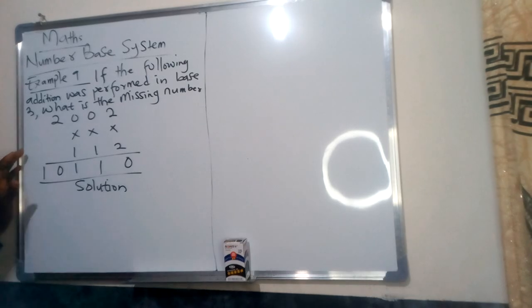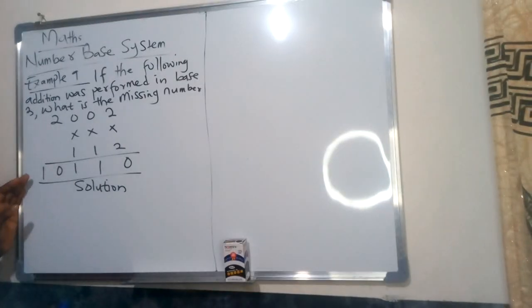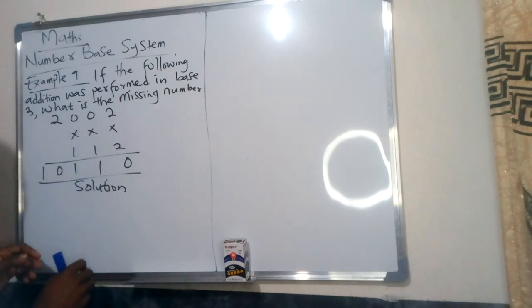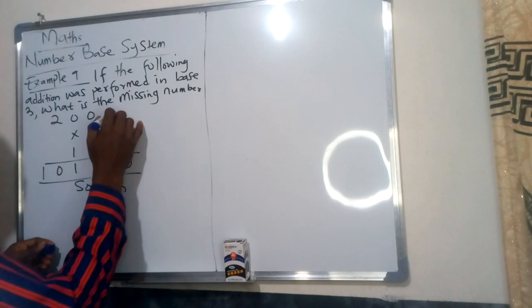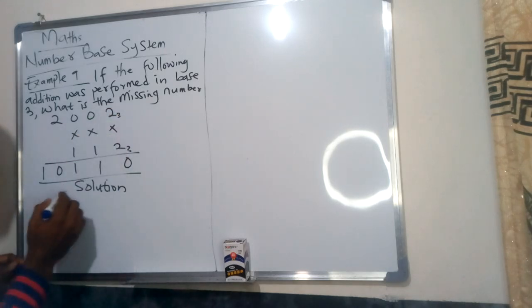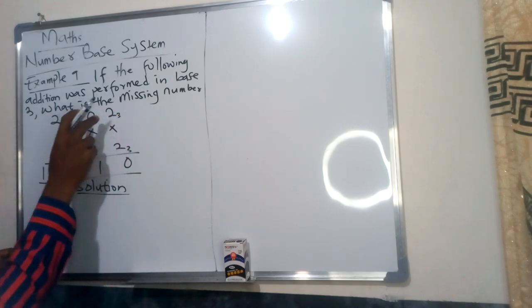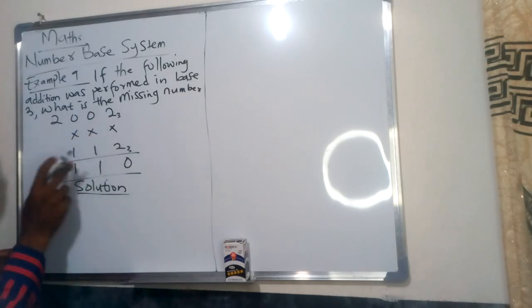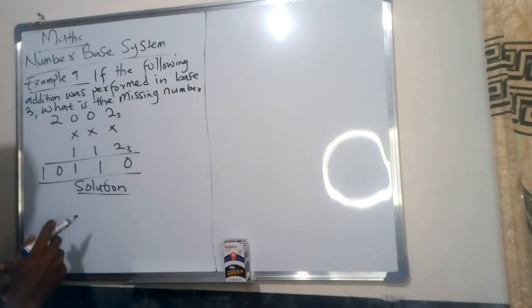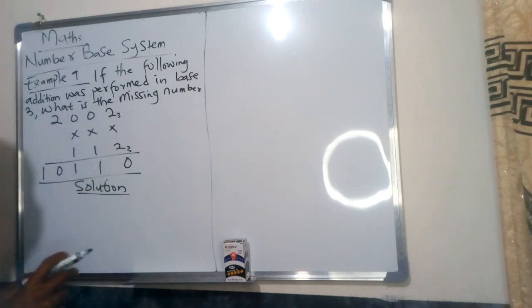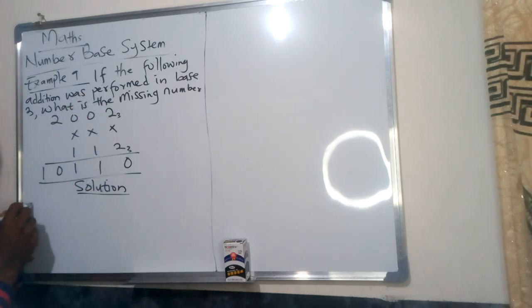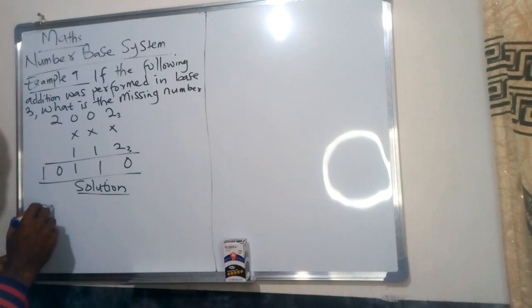Today we have a problem, and it says we should find the value of x, the number missing here, if this number was arranged in base 3. Okay? So the first thing we're going to do here is, since there is a number missing here, and the answer has already been given to you, add these two and subtract from this one. That will now give you the answer. So let's go.